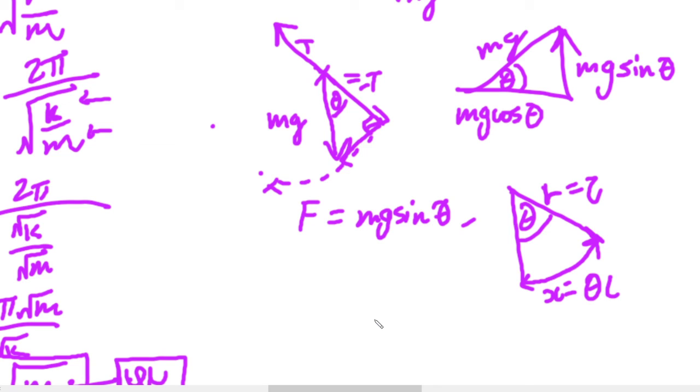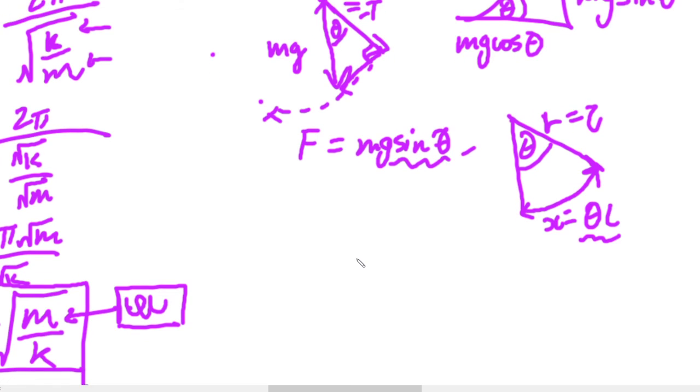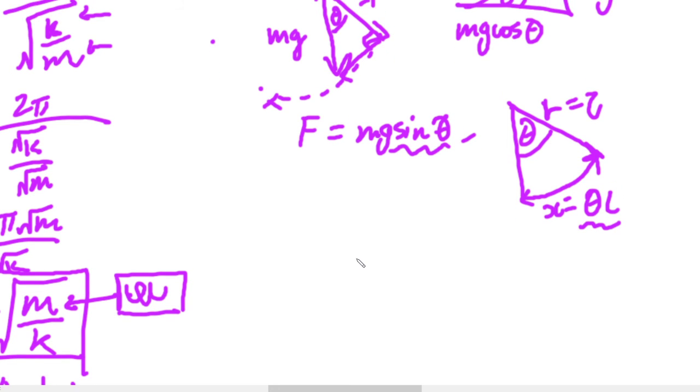So how does this help? We have sine theta here and theta L here. But this doesn't actually help us that much, because sine theta and theta are pretty difficult to interact with one another without approximation. For instance, we might say, oh, F is equal to mg sine x over L. But that doesn't do anything for us directly.